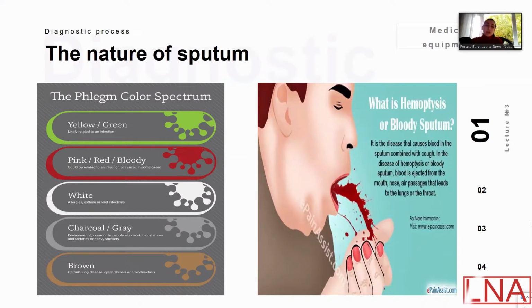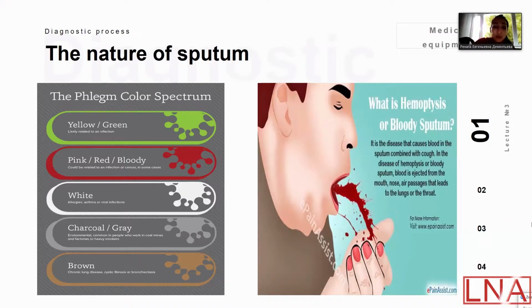So look at this picture, yeah. The phlegm color spectrum of the sputum, because some patients will tell you only about the color of the sputum. Yellow and green color is likely related to an infection, to purulent diseases. Pink, red, and bloody sputum could be related to an infection or cancer in some cases, and in case of presence of red or bloody sputum, we need to act quickly. We have to make a differential diagnosis and exclude a neoplastic process, which is more dangerous.